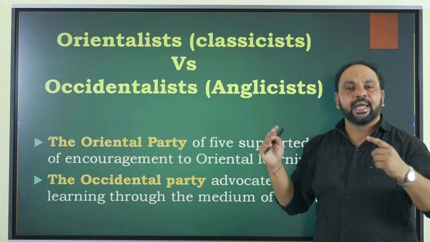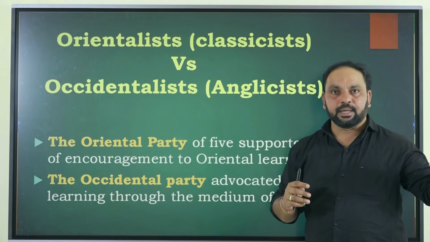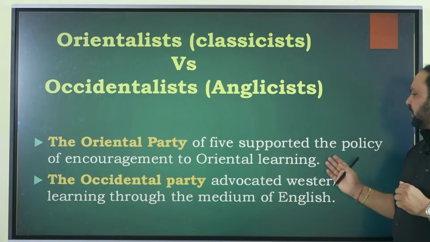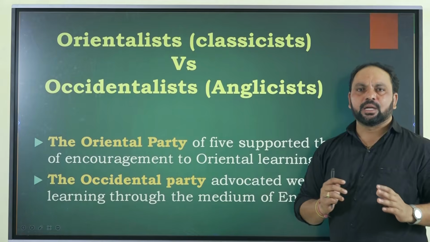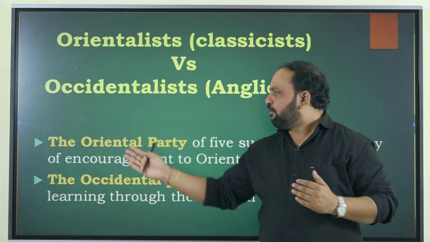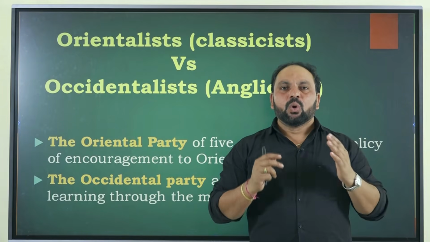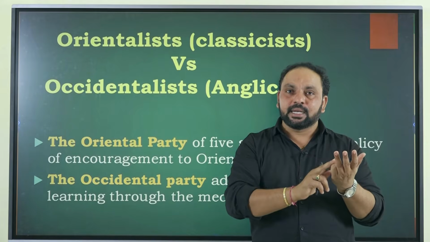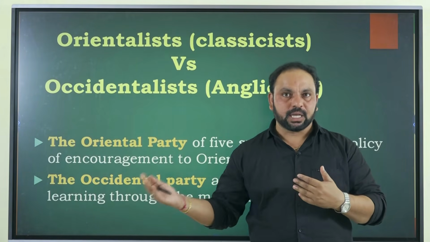it was led by H.T. Prinsep, and this Occidentalist was led by T.B. Macaulay. So the Orientalist party of 5 supported the policy of encouragement to Oriental learning. So Oriental learning కి 5 members ఉన్నటువంటి ఓరియంటల్ పార్టీ సజెస్ట్ చేసింది, the Oriental languages like సాంస్క్రిట్, అరబిక్ అండ్ పర్షియన్ లాంటి లిటరేచర్ పైన అమౌంట్ స్పెండ్ చేయాలని చెప్పింది.